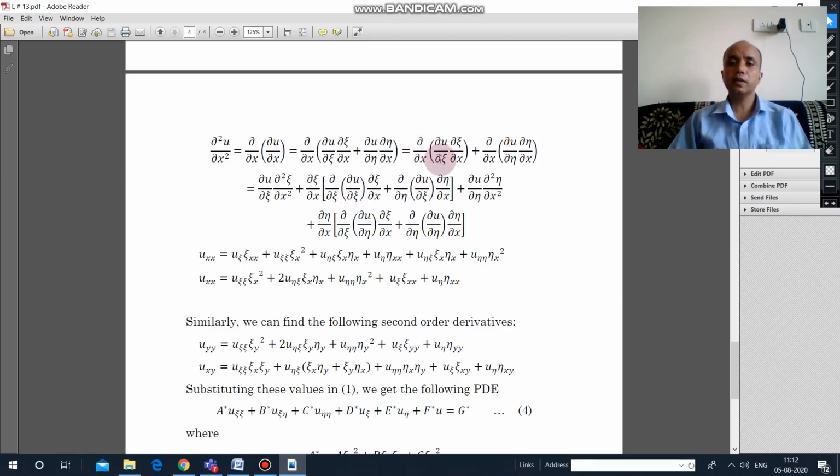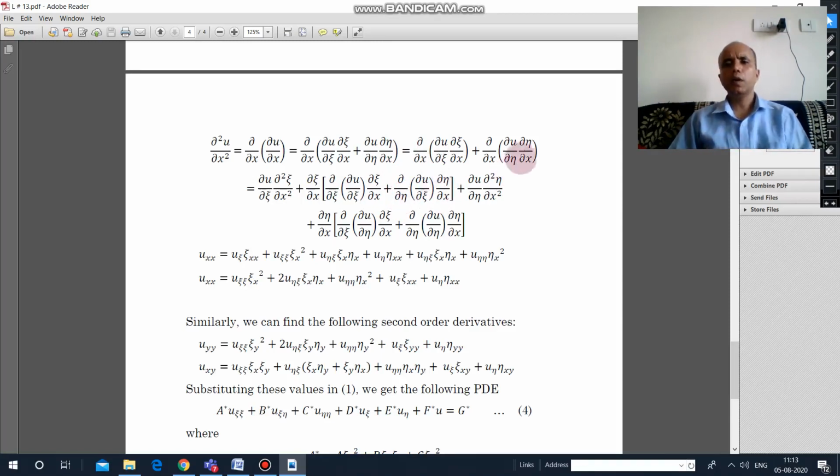Because ∂u/∂ξ, just look at this again. ∂u/∂ξ is a function of ξ and η. You can assume it just like v. v is a function of ξ and η. So if you are going to differentiate it with respect to x, you will go through these two variables ξ and η. So first you will differentiate it with respect to ξ and ξ with respect to x. Second you will differentiate it with respect to η and η with respect to x.